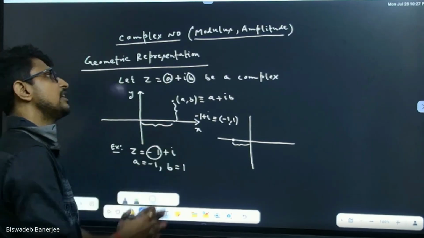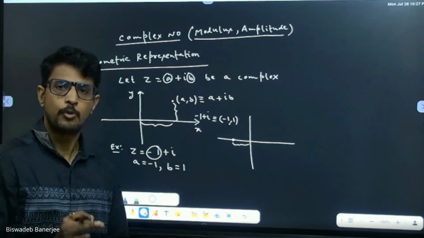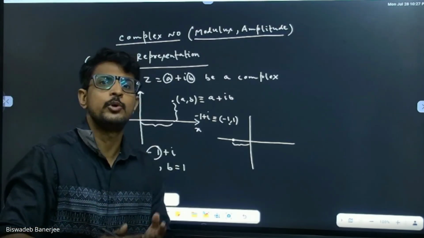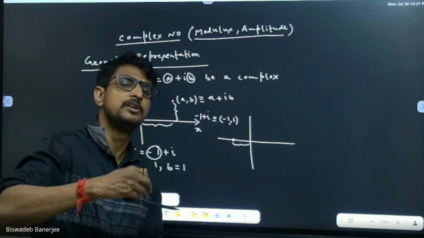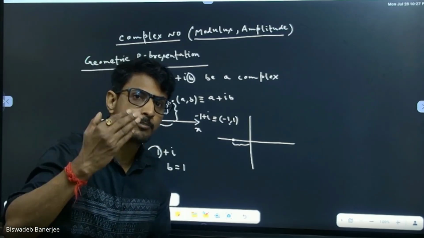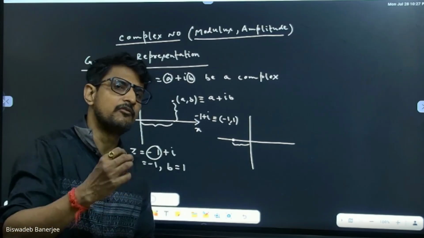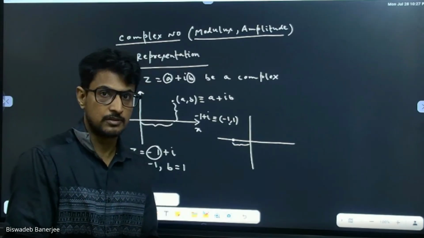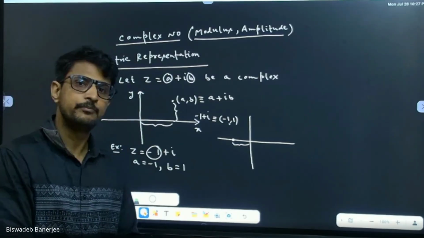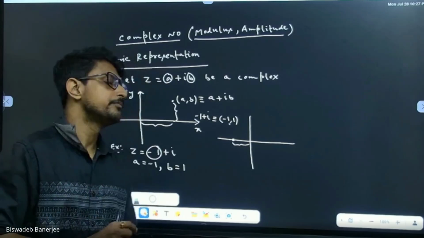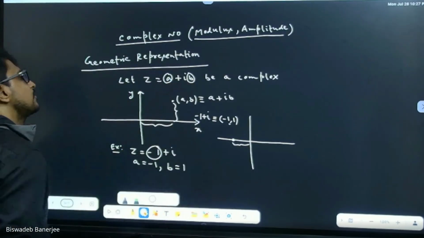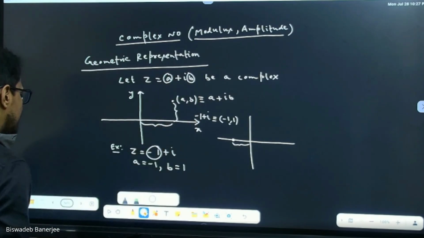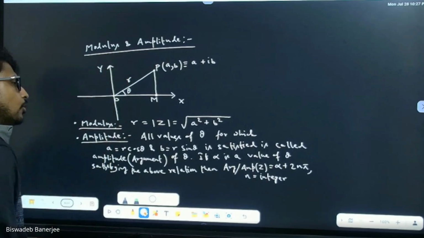This concept is very helpful for us to understand modulus and amplitude. In today's class, my target is to explain everything about modulus and amplitude. In my next video, I shall explain some important properties of modulus and amplitude and some very important questions from modulus and amplitude for all universities. So just watch this video thoroughly to understand the concept. We have explained my complex number z is equal to a plus ib and its geometric representation. Now with the help of this, we can explain modulus and amplitude.